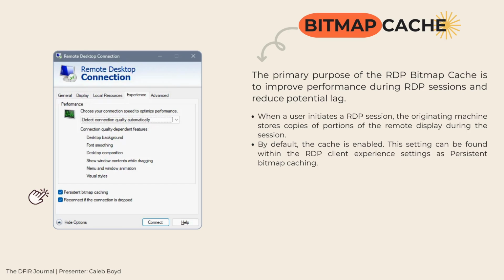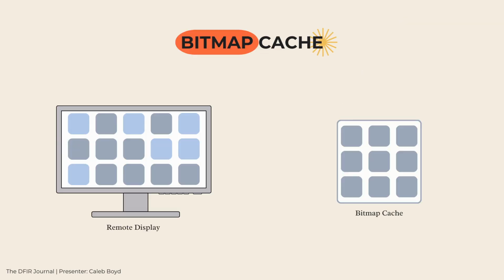Much like other cache solutions, it is to improve the overall end user experience. If your connection experiences some sort of lag or network issue, your client can reuse these cached images to improve your overall session experience. So let's start to visualize this. On the left, we've got a remote display. In this case, this would be our remote desktop session. We can see some lighter blue colors and some gray colors as well.